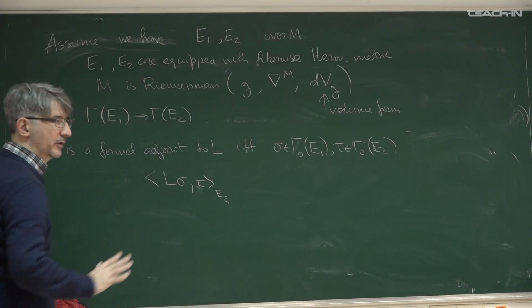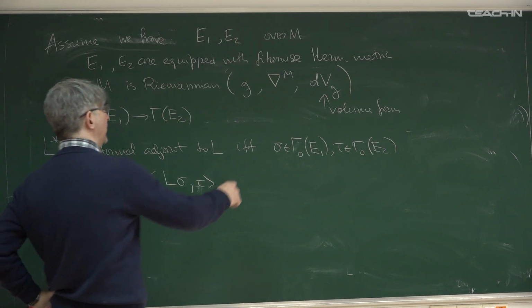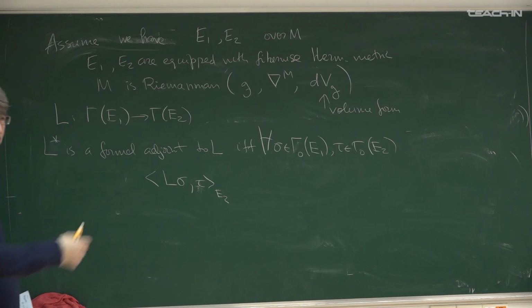Wait, I should wait a little bit while you write. Please repeat the sentence: L star is a formal adjoint to L if, for any sigma and tau, and then I write the statement. It's not finished yet. This is the definition. Yes, definition. Gamma zero, with compact support. Yes, compact support. This was my next question.